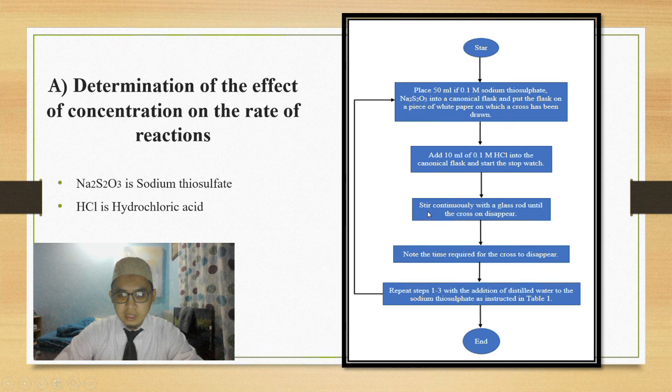Afterward, we stir the flask continuously until the cross disappears. Note the time required for the cross to disappear. Repeat steps 1, 2, 3 with the addition of distilled water to the sodium thiosulfate as instructed in table 1.